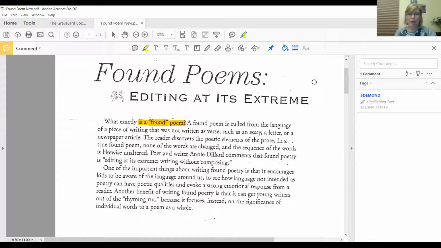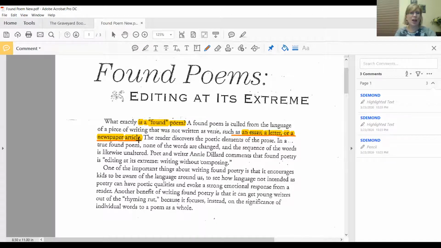A found poem is created from language of a piece of writing that was not written as verse, such as an essay, a letter, or a newspaper. So if a story is not written as verse, that means it was written in sentences and paragraphs. Okay? That means it's coming from another source.